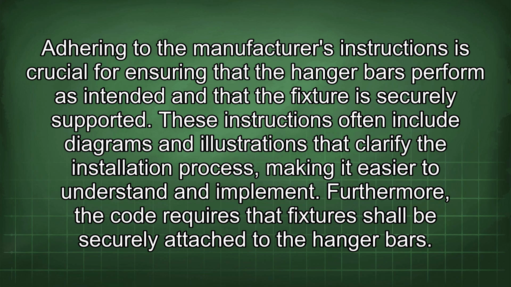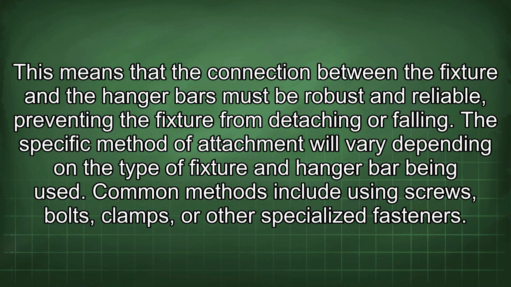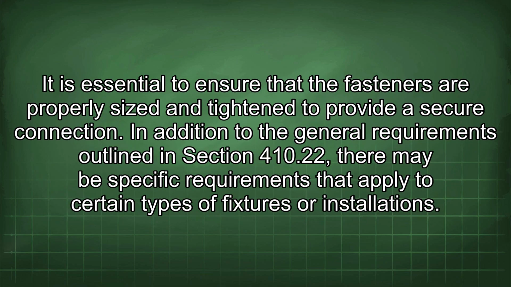Furthermore, the code requires that fixtures shall be securely attached to the hanger bars. This means that the connection between the fixture and the hanger bars must be robust and reliable, preventing the fixture from detaching or falling. The specific method of attachment will vary depending on the type of fixture and hanger bar being used. Common methods include using screws, bolts, clamps, or other specialized fasteners. It is essential to ensure that the fasteners are properly sized and tightened to provide a secure connection.